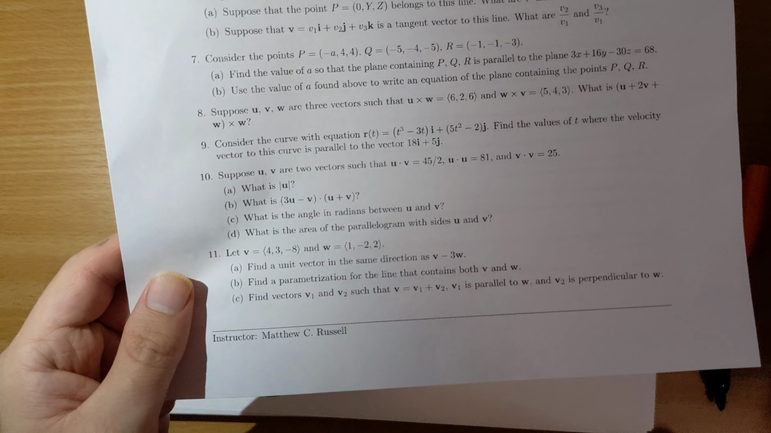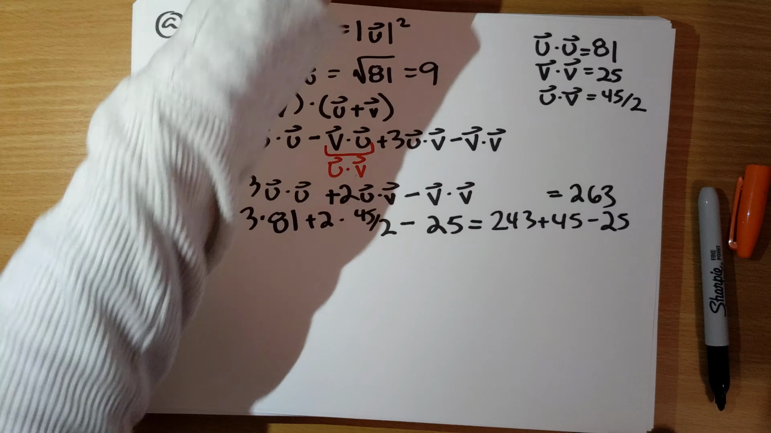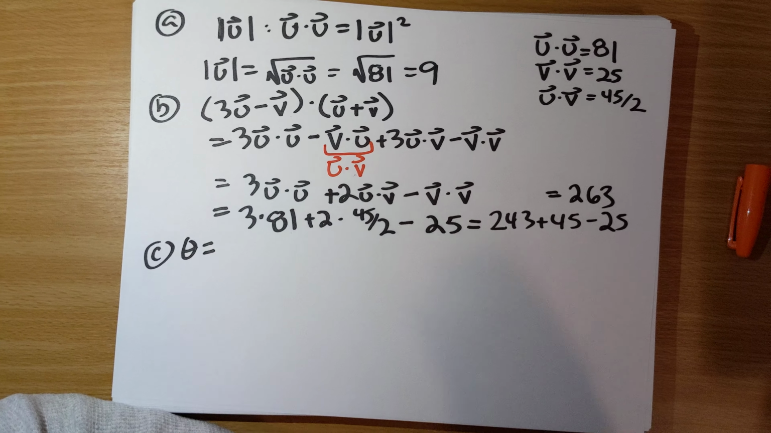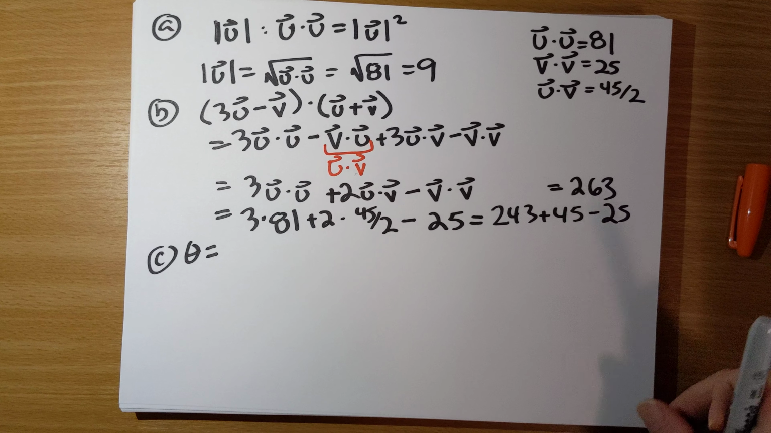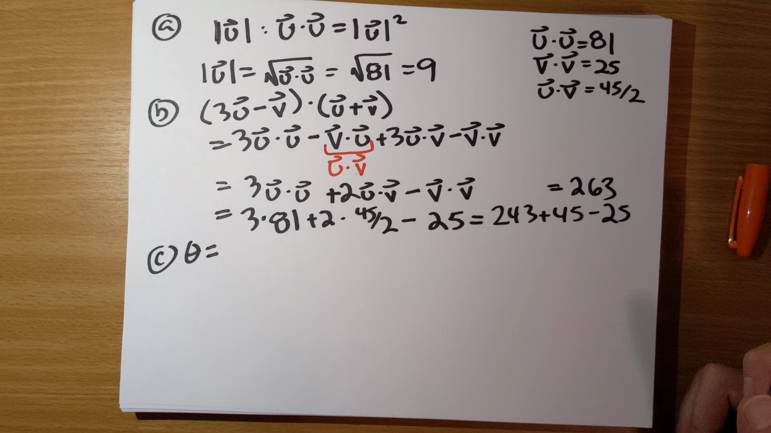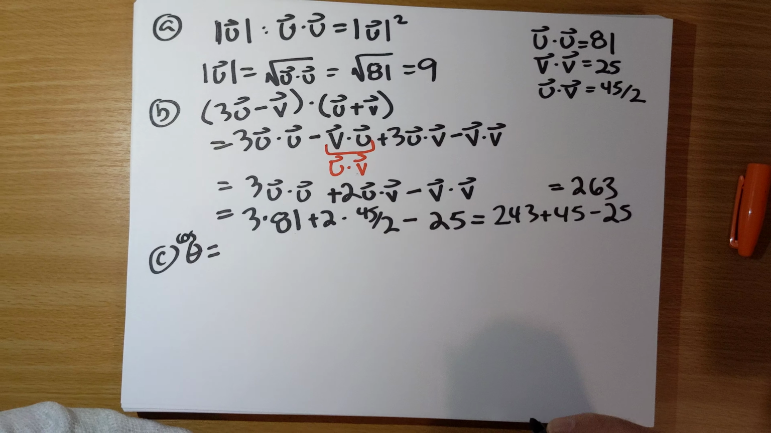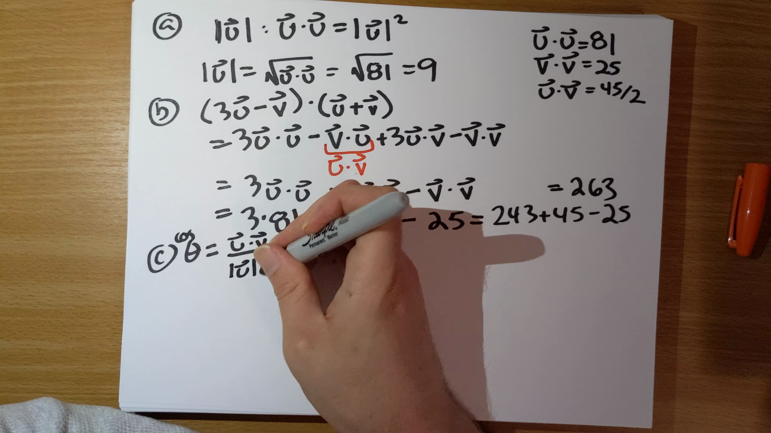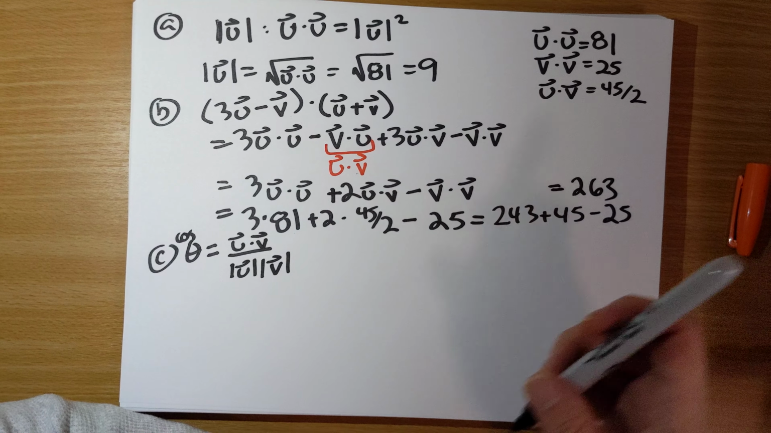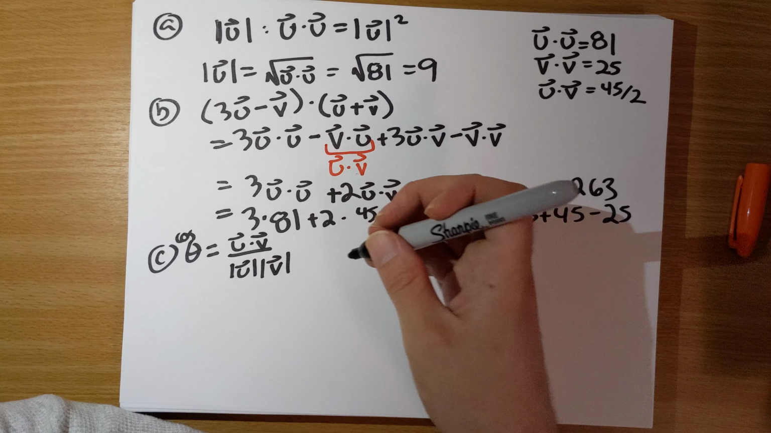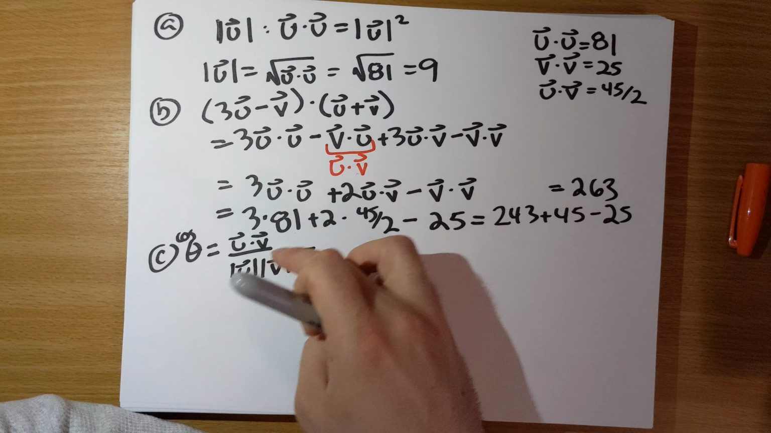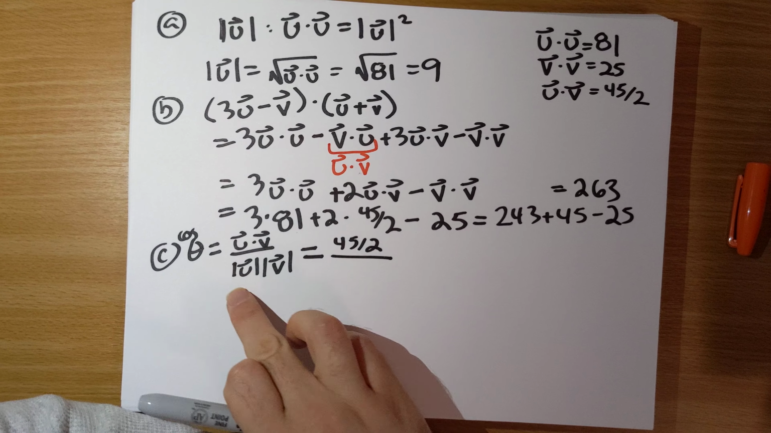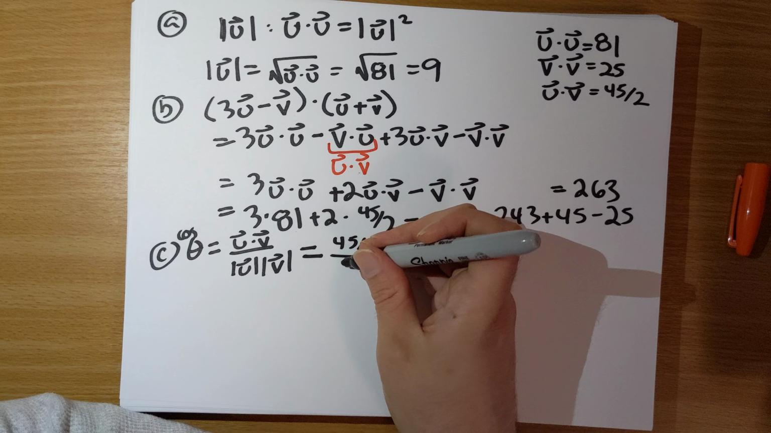Part C here, what's the angle in radians between u and v? Well, for that one, cosine theta is equal to u dot v divided by the length of u times the length of v. Let's see here. So what do we have? U dot v is 45 over 2. The length of u is 9.